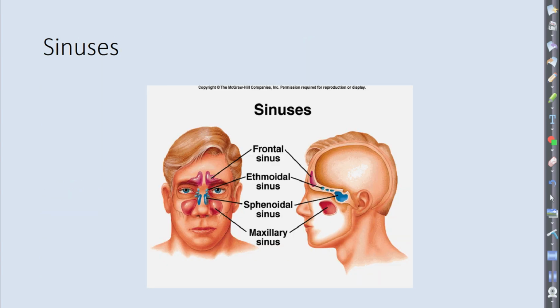Here are the main sinuses. We got our frontal sinus, ethmoidal, sphenoidal, and maxillary. Maxillary is usually the one where you're going to find the most fluid.